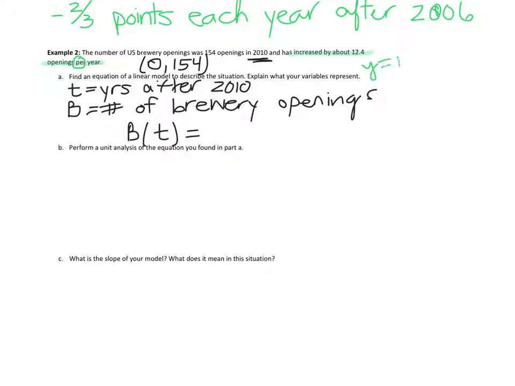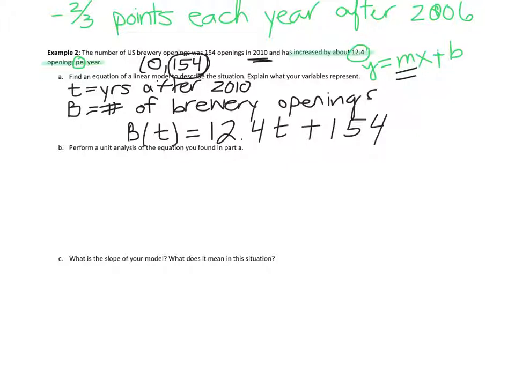So we can actually use this formula, y equals mx plus b. All right, where we're increasing by 12.4 openings per year. That's telling us the rate of change each year. That's going to be behaving like the slope. All right, so filling in the pieces, our m is 12.4 times t. And then we're starting at 154. All right, and there's our linear model.